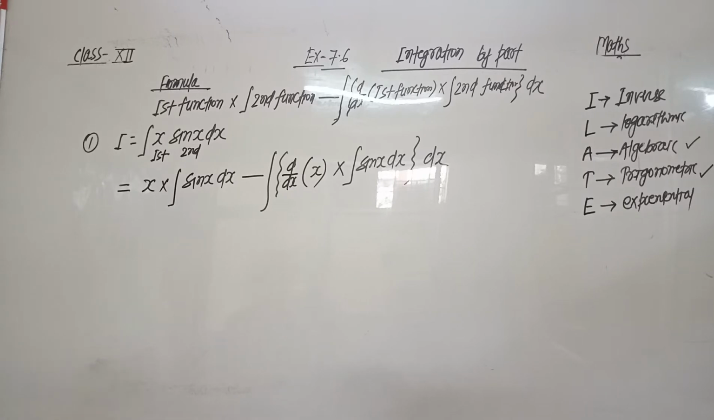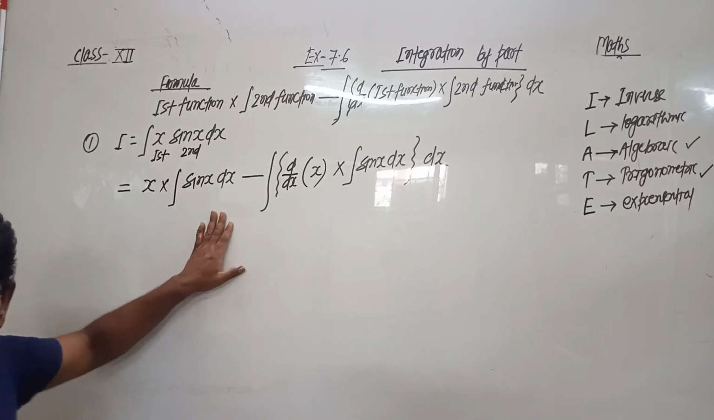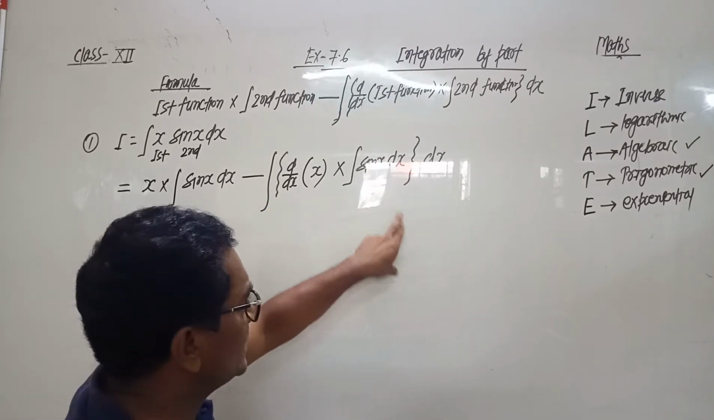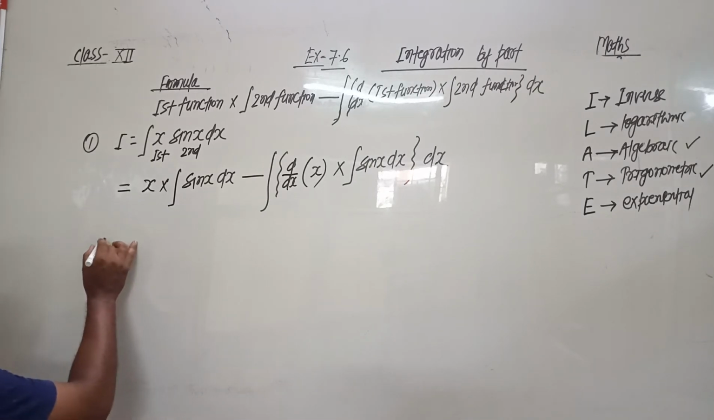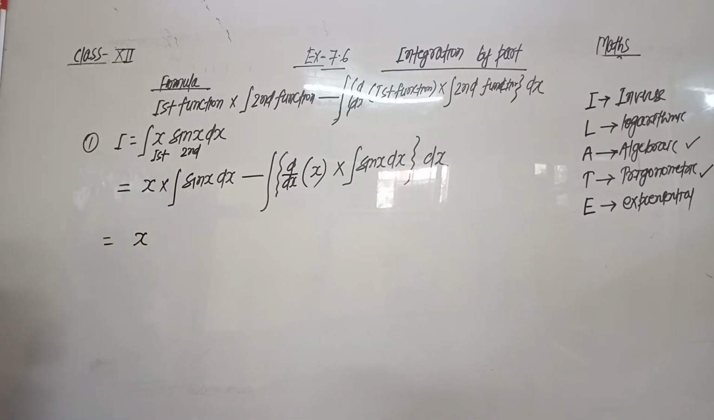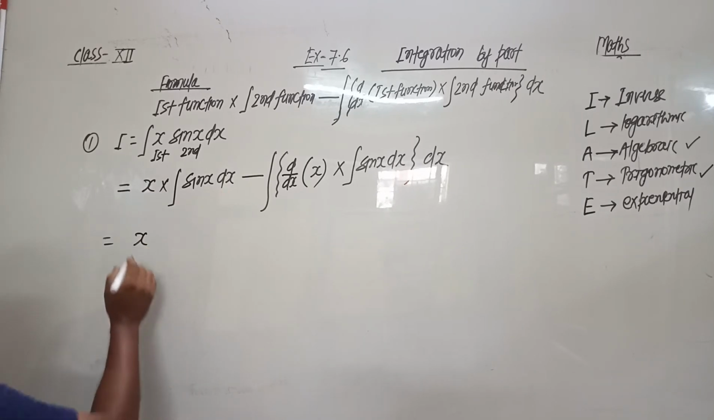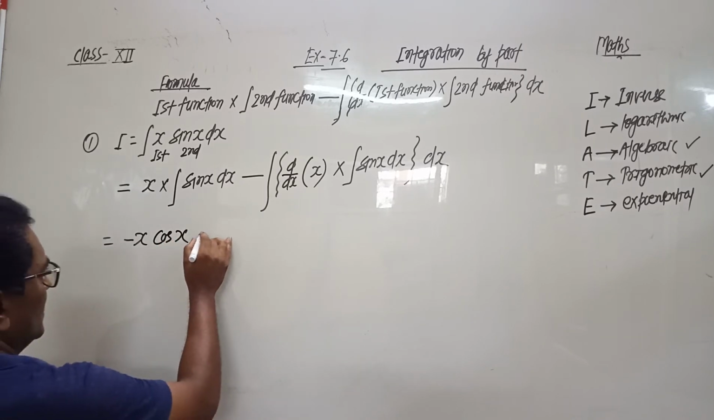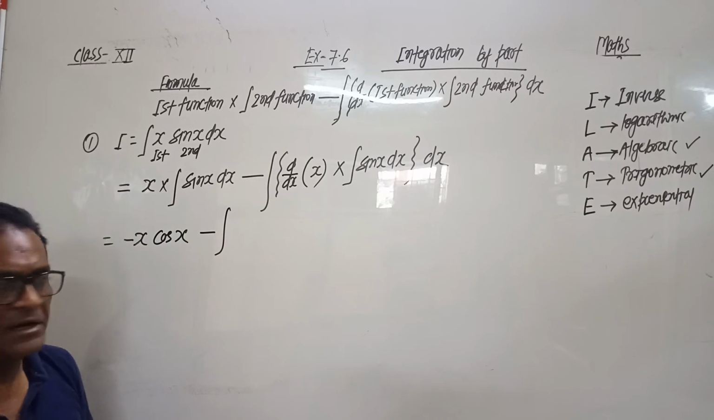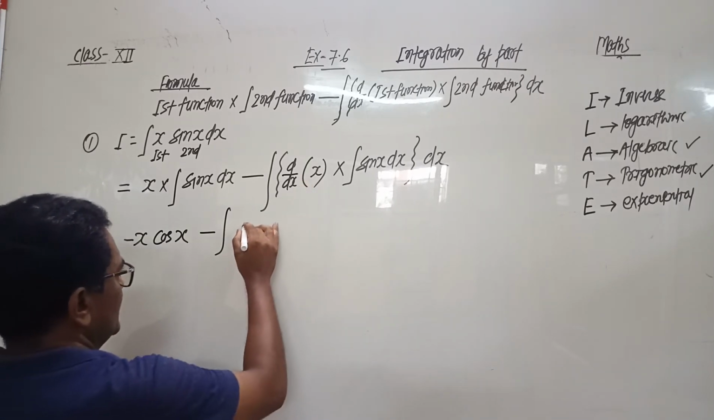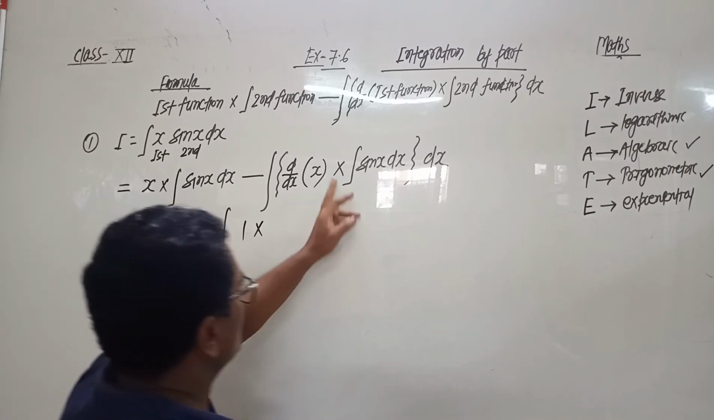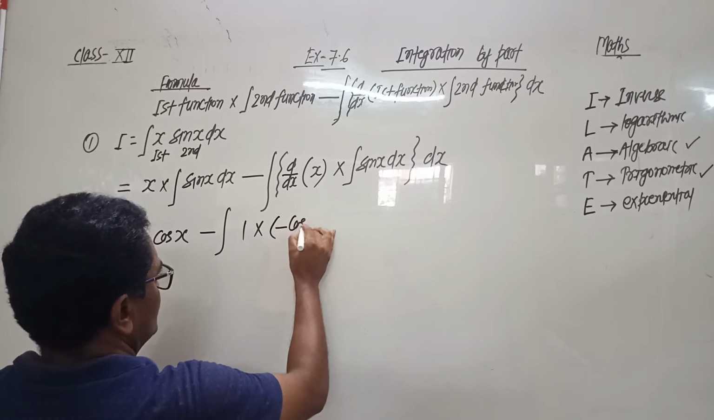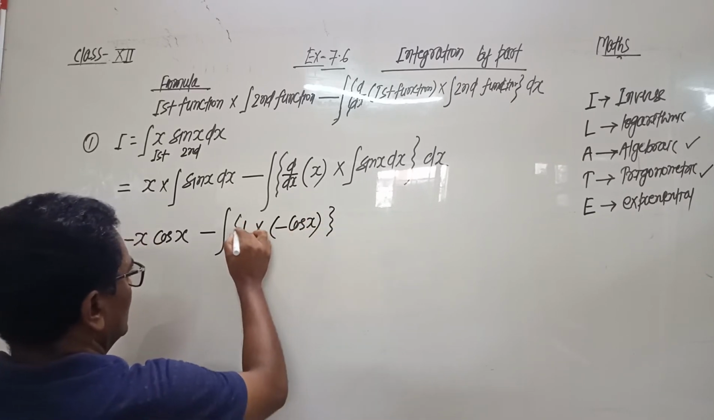So first function into integration of second minus integration of differentiation of first into integration of second. So x into integration of sin x. Integration of sin x is minus cos x. So minus x cos x minus integration d by dx of x. Differentiation of x is 1 into integration of sin x. Integration of sin x is minus cos x and whole dx.